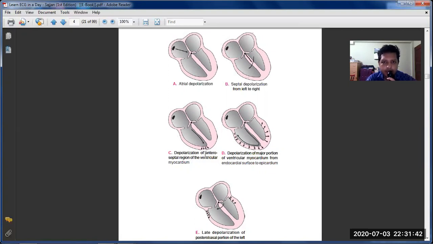And the first area to be depolarized in the ventricle is the anteroseptal region, and the last region to be depolarized is the posterobasal region of the heart and the pulmonary conus.